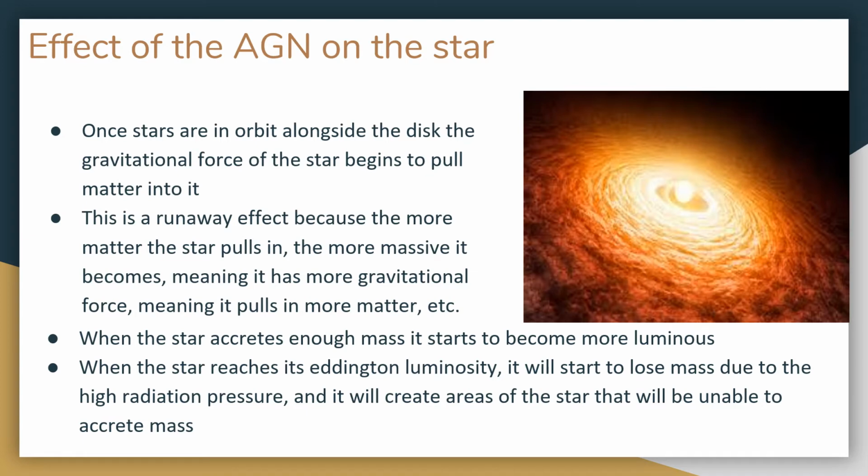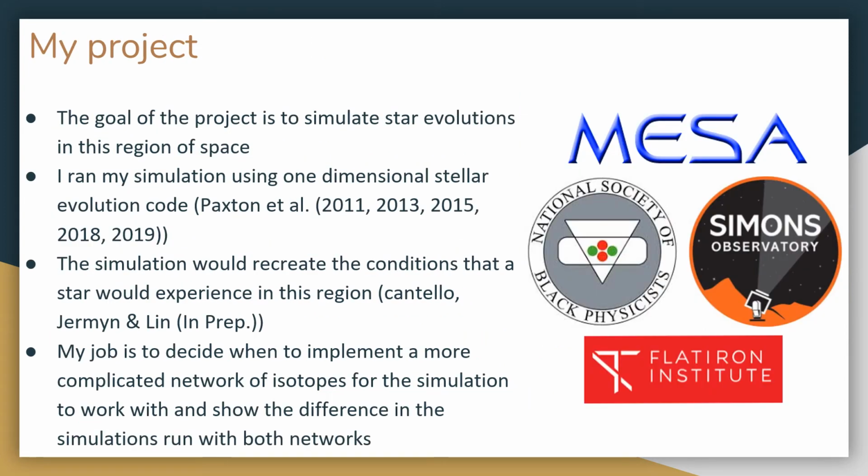Stars can also affect the AGN because when they lose mass, they dump heavier materials onto the disk of the AGN, which can change the composition of the disk itself. The goal of my project is to simulate star evolution in this region of space. What the simulation does is it essentially creates a box that replicates the conditions in this region and allows a star to evolve within this space given its initial parameters.